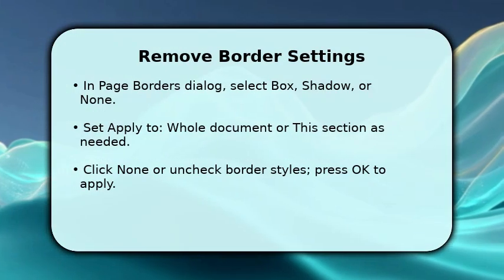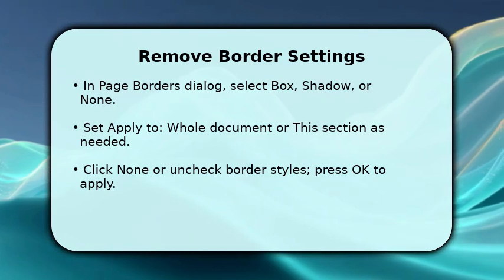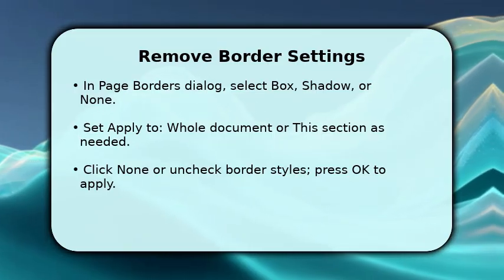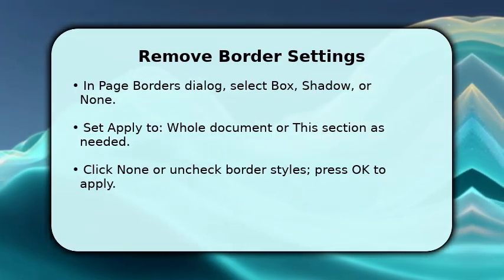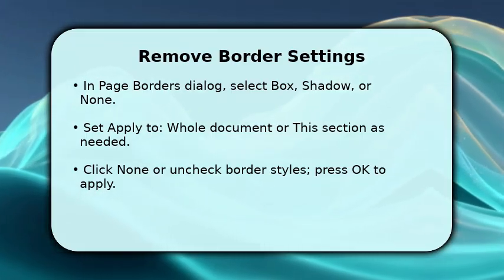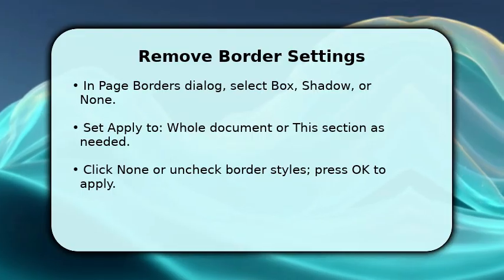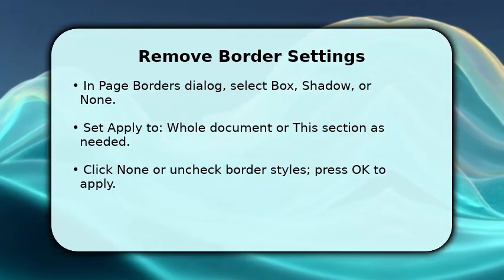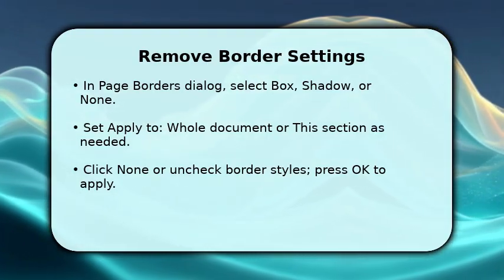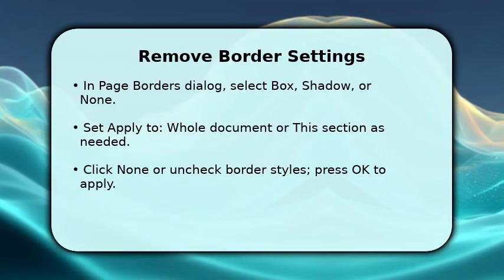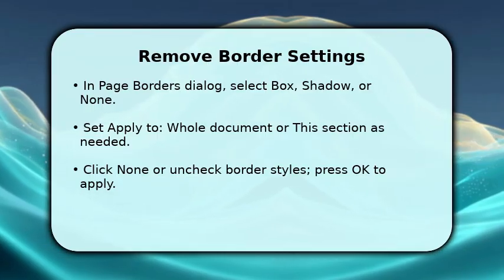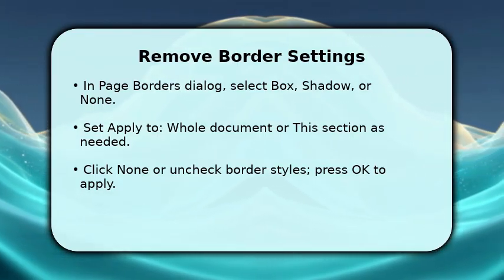You now remove the border by adjusting the dialog settings. In Page Borders, choose None to clear all visible frames. Alternatively, deselect the specific box or shadow style if present. Make sure Apply To is set correctly. Choose Whole Document to remove every page border or this section if only part needs change. Confirm the preview shows no lines, then click OK to apply. If the border persists, proceed to the next slide to check section breaks and header/footer graphics.